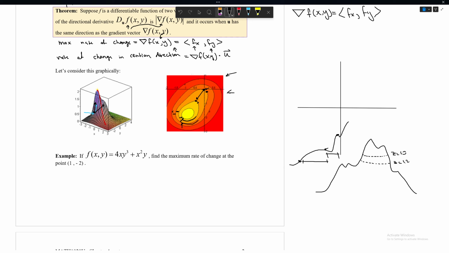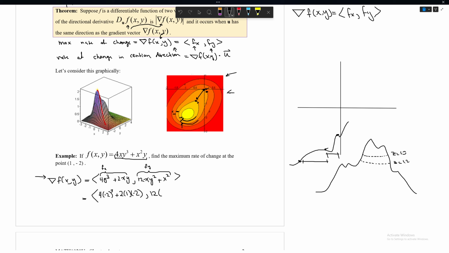So I know how I told you this by default will give you the maximum rate of change, you just gotta plug in 2 points. So what we'll do is plug in the 2 points, and what we'll get is 1 and negative 2 for y. So we get 4 times negative 2 cubed plus 2 times 1 times negative 2, comma, and now for x, it would be 1 times negative 2 squared plus 1 squared.